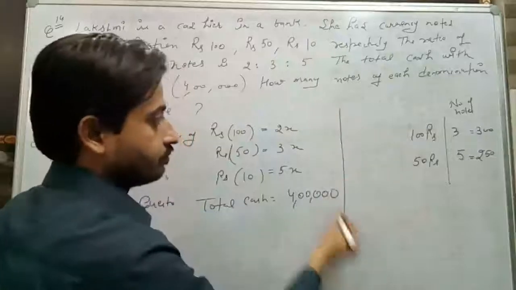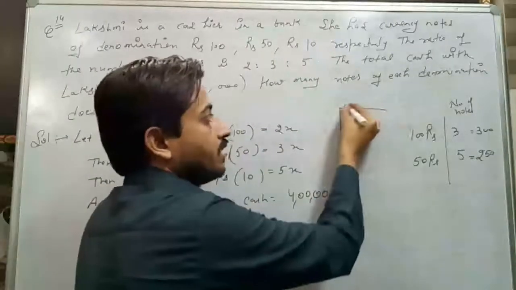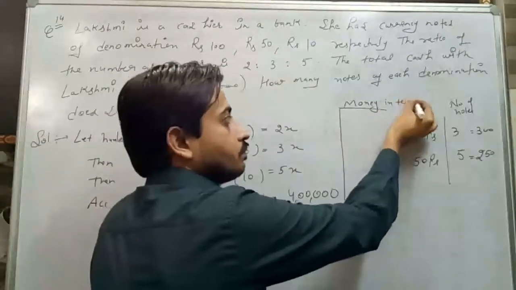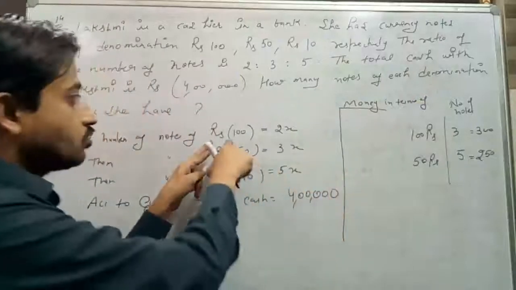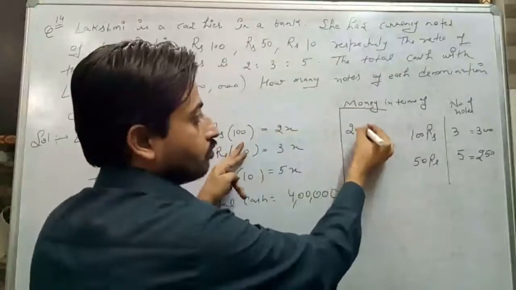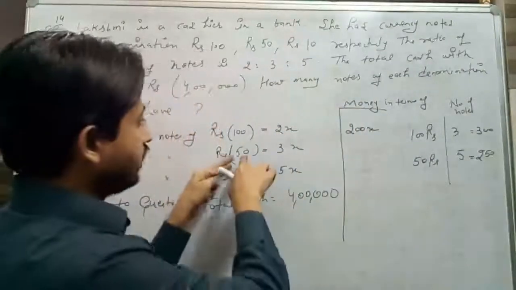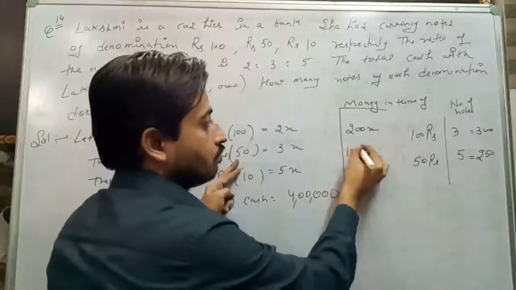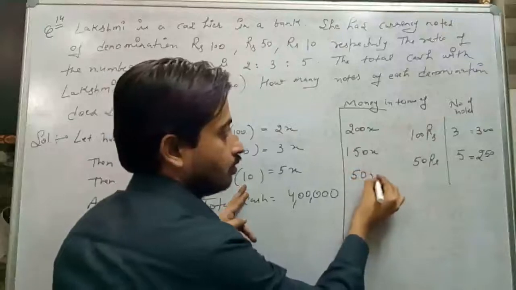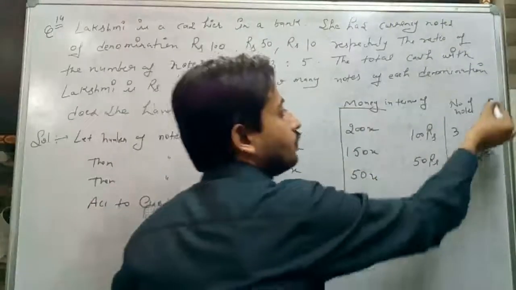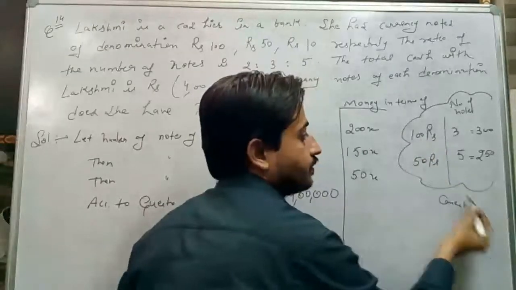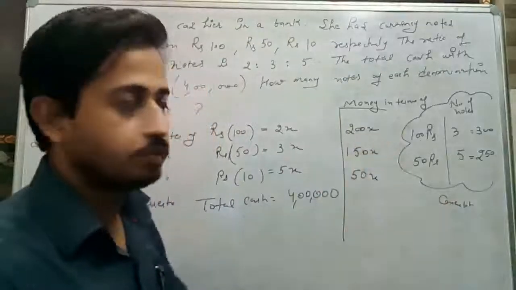In this we have the number of notes, so we can write here the money in terms of 100 rupees: 100 into 2x, which is 200x. In terms of 50, 50 into 3x is 150x. 10 into 5x is 50x. So this is the concept. Keep it in mind, and this question becomes very easy.